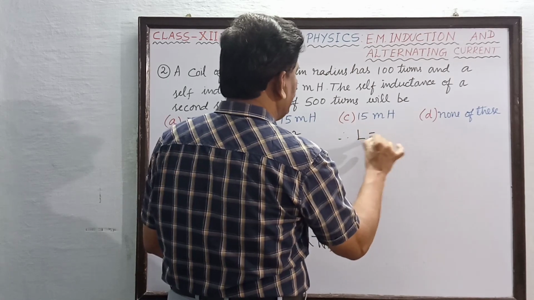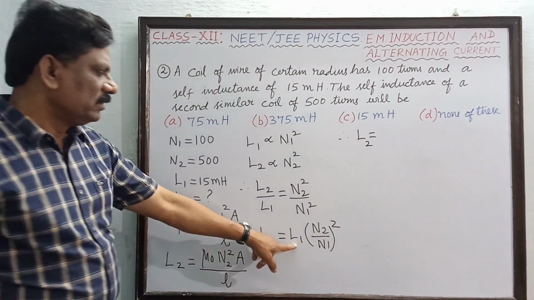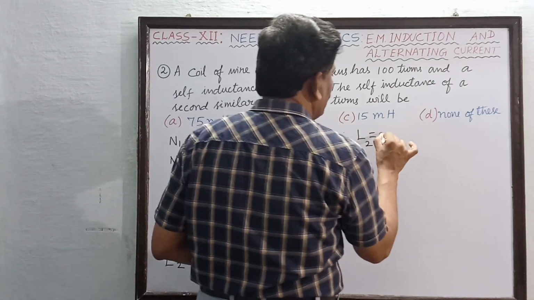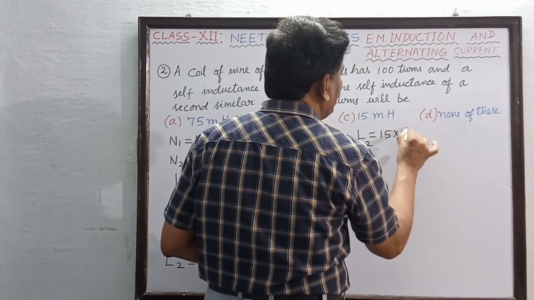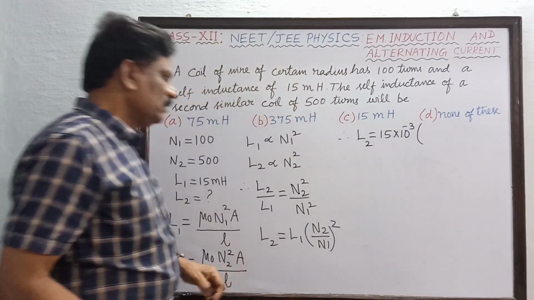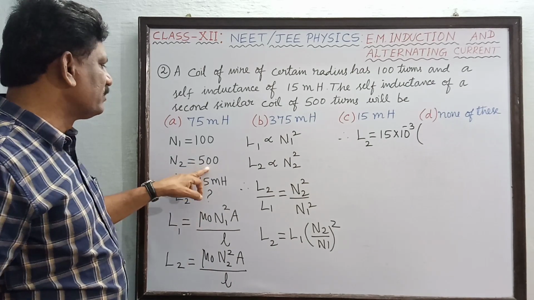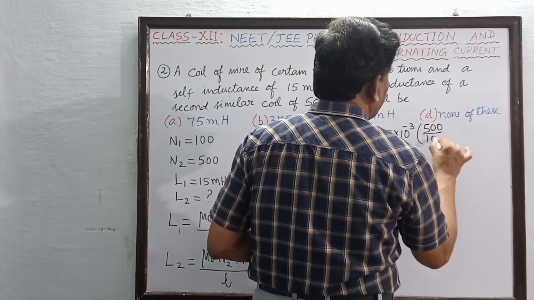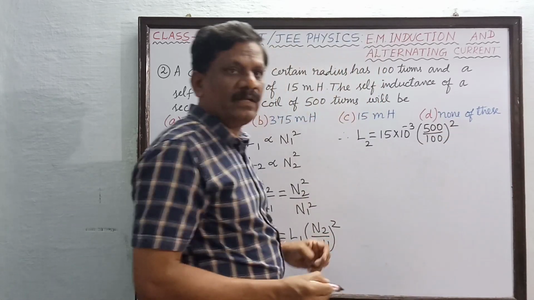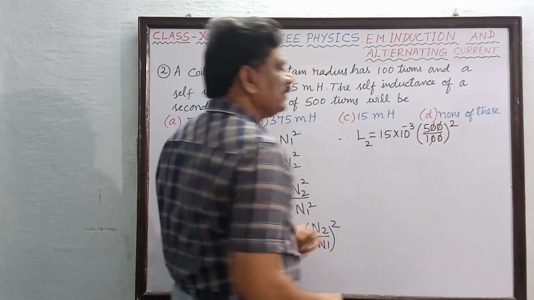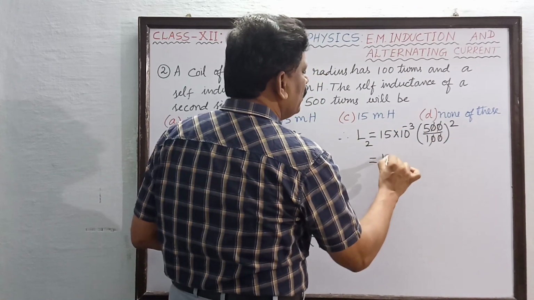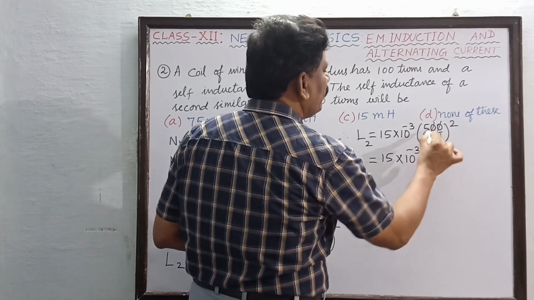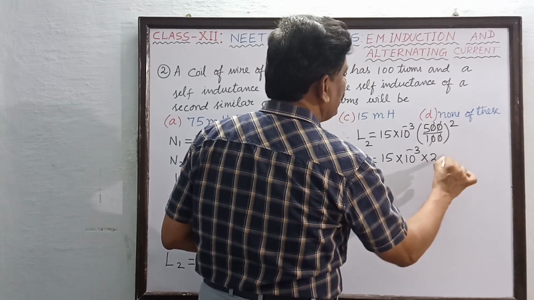Therefore, what is L2 equal to? First we will substitute L1. So L1 is 15 into 10 power minus 3 Henry. N2 by N1 the whole square. N2 is 500, N1 is 100. So this is 500 divided by 100 the whole square. So this is 5 square. Okay, this is 5 square. So this is equal to 15 into 10 power minus 3 into 5 square. 5 square is what? 25.